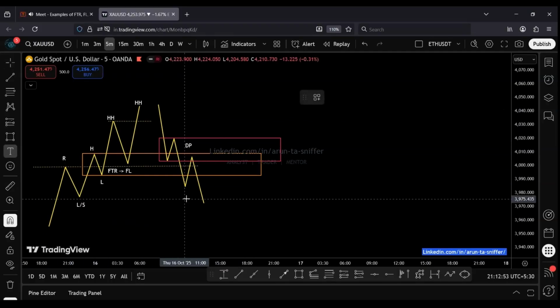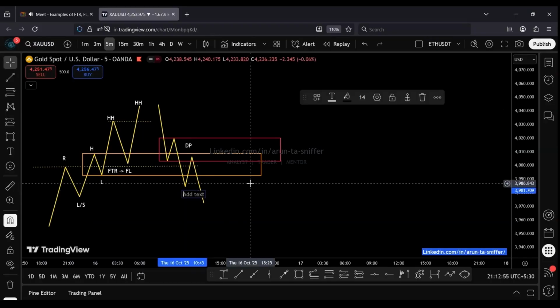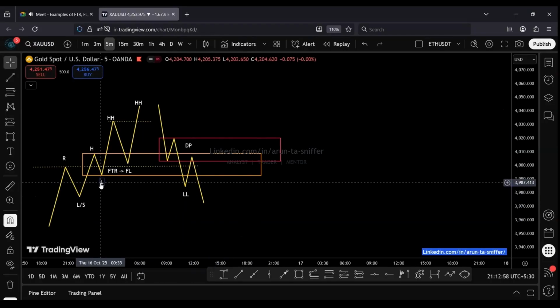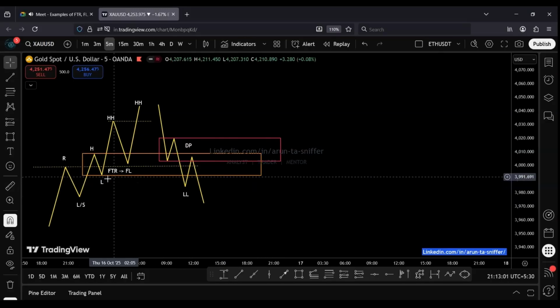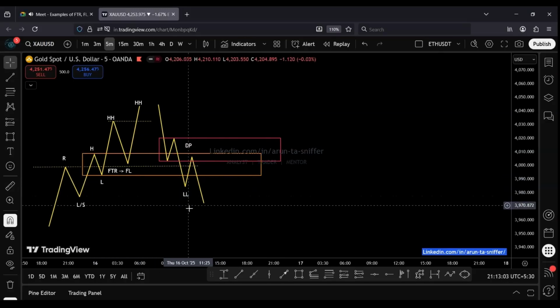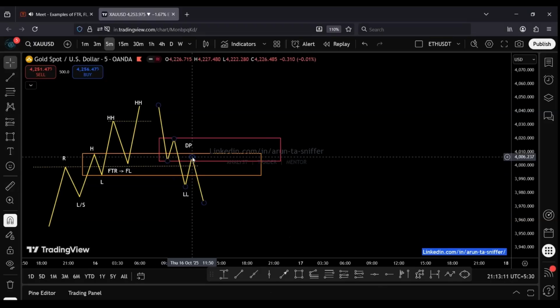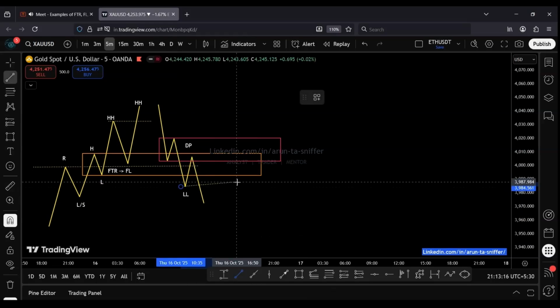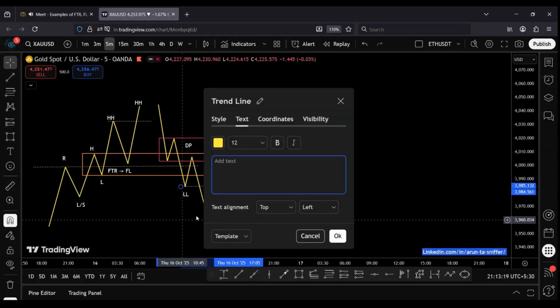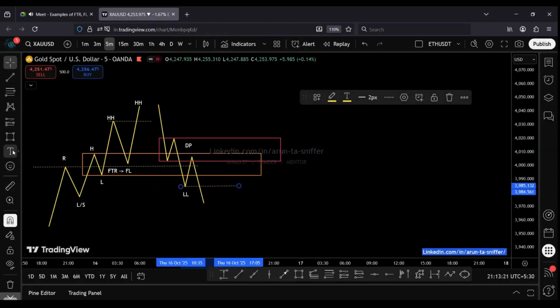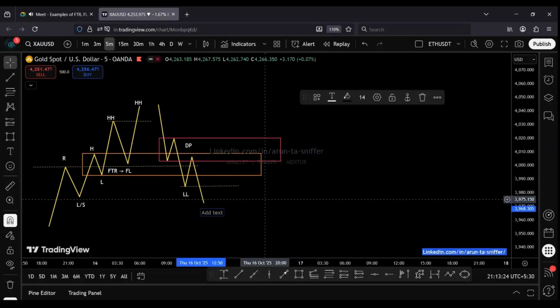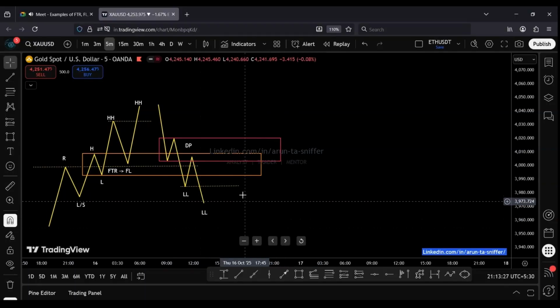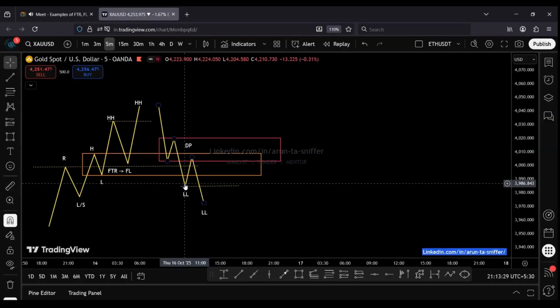When they came down, they made here a lower low in comparison to this low. This low in comparison to this low, they made lower. Okay, and goes up to DP, till DP, then came down again and crossed this lower low and made another lower low.